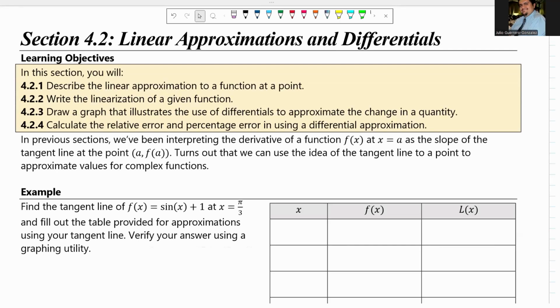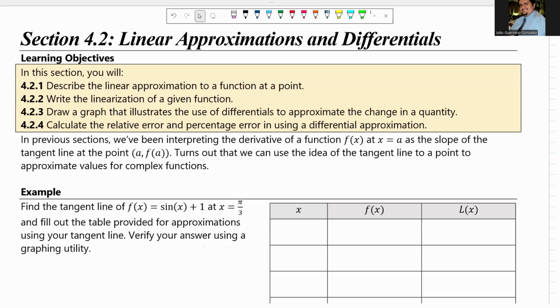Hello everyone, this is the lecture for section 4.2 for our Math 210 portion of the course, linear approximations and differentials. Okay, so what we're going to do here is use tangent line approximations. We all know how to find the tangent line at a specific point to a given function, right? It turns out being able to do that actually helps us in finding decent approximations to very complicated functions. Okay, and that's what this section deals with.